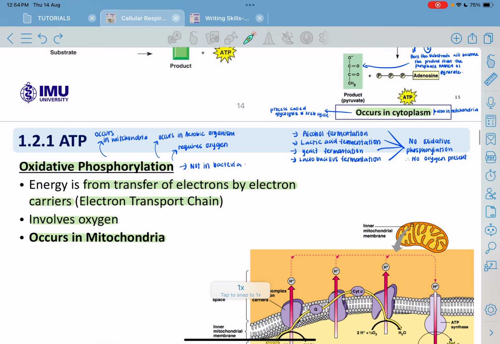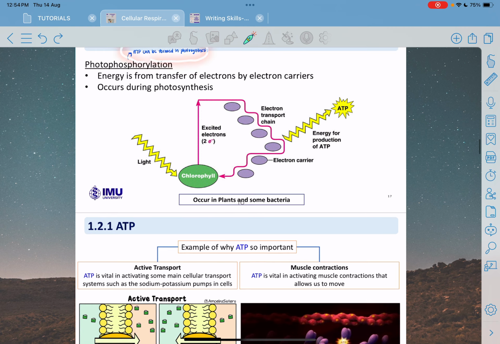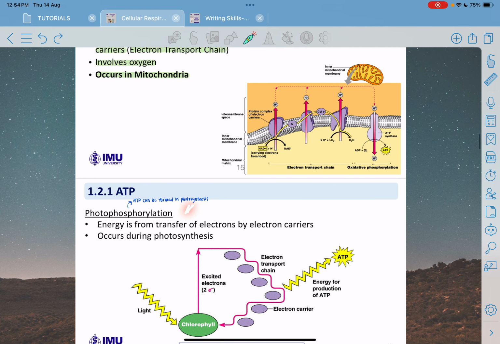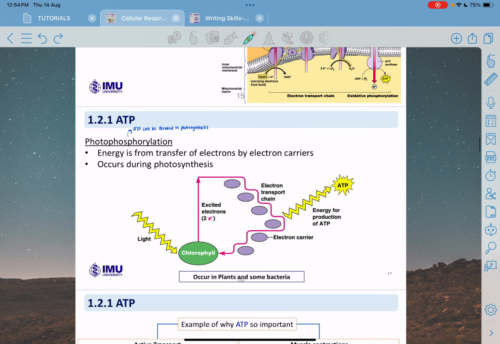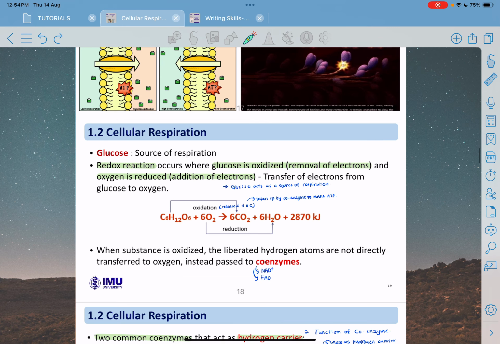For the oxidative phosphorylation, this one happens in mitochondria, occurs in aerobic organisms, requires oxygen, not in bacteria. So alcohol fermentation, lactic acid, yeast and lactobacillus, there is no oxidative phosphorylation because they don't have oxygen. And then we have photophosphorylation, which is basically ATP formed in photosynthesis. This one in photosynthesis in chapter 2 maybe, we're going to learn more thoroughly. I'm not sure, I don't remember.